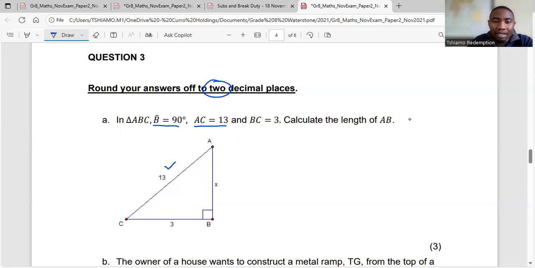It's given that angle B is 90, and BC is 3. So calculate the value of the length of AB. AB, they put it as X. So we're looking for X. So we can use now Theorem of Pythagoras. Can you see? Theorem of Pythagoras.